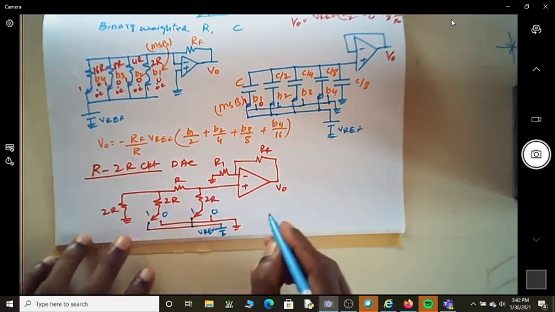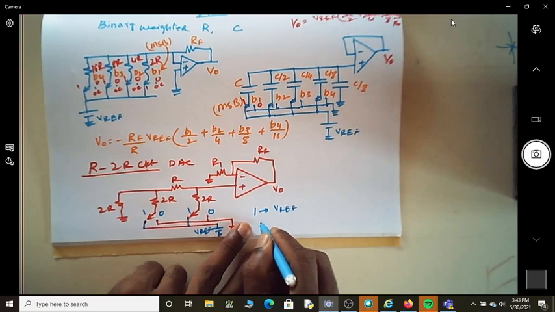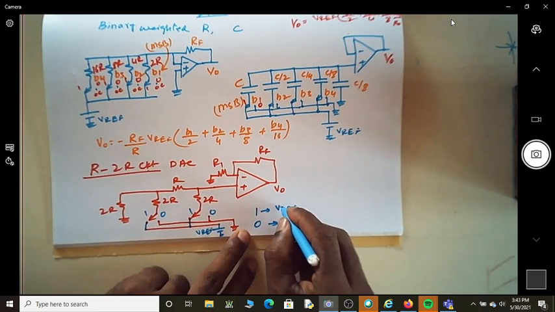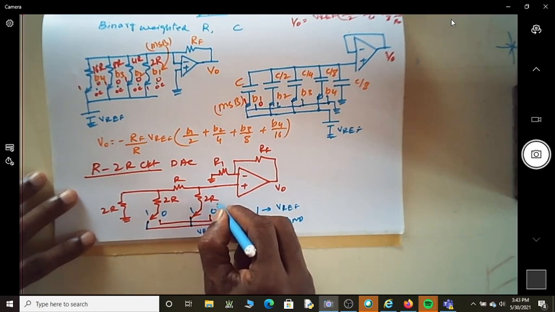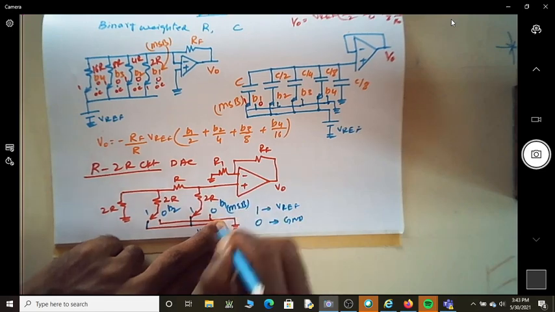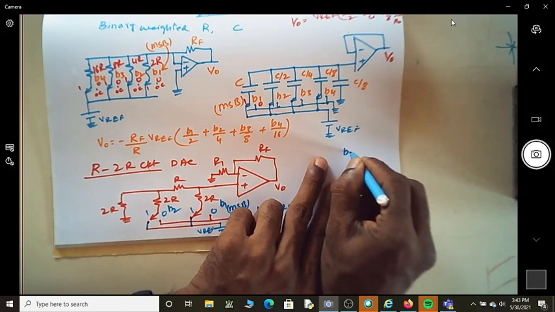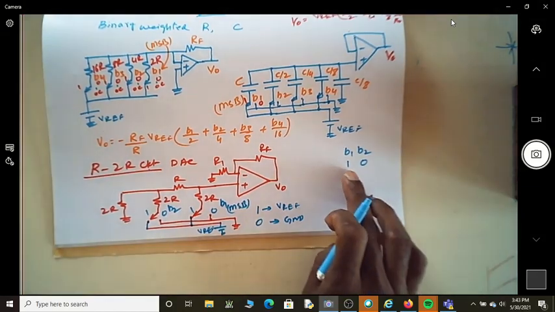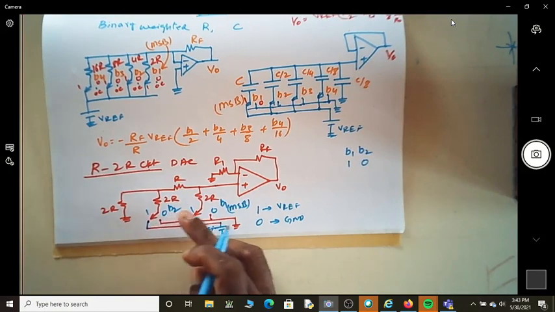If it is logic 1, it is V reference. If it is logic 0, it is the ground. So it is V reference and the ground, the 2 possible voltages for the bits here. So let me consider this as B1, this is B2, this I say it as MSB. Okay, let us consider the combination of B1, B2. So let me consider this as 1, 0. Whenever I consider the MSB as 1, this is 1 and this is 0.